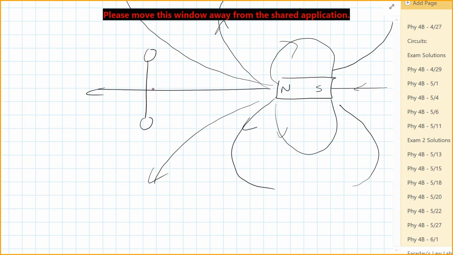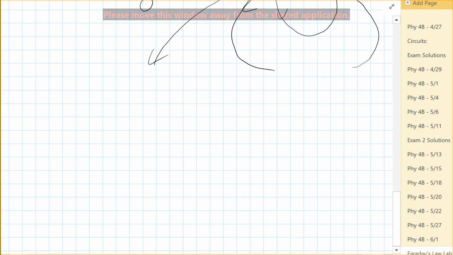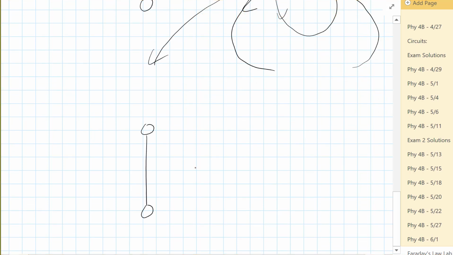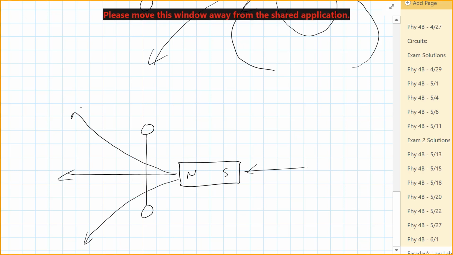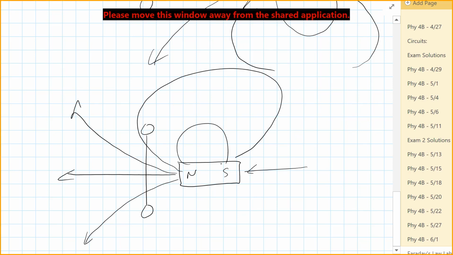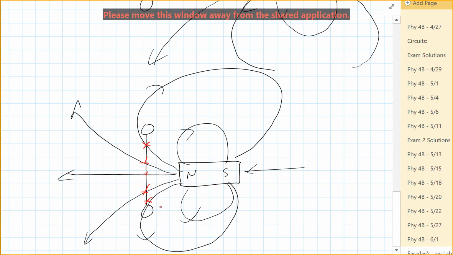So very little, only one magnetic field line penetrating that loop of wire. Very little flux. But I bring my magnet closer, and I've got my magnetic field lines looking like this, right? Now look how many magnetic field lines penetrate the area defined by that loop. The flux has gone way up.